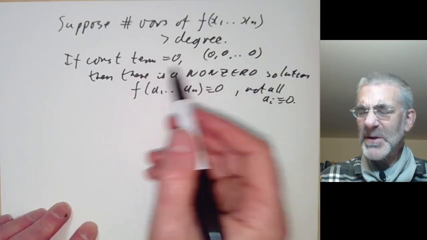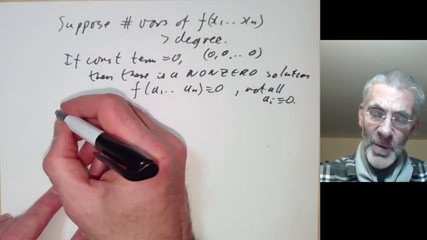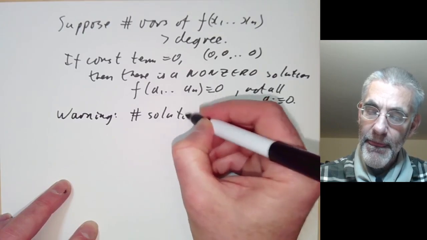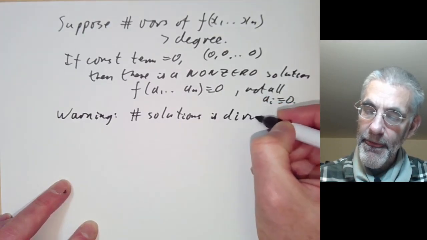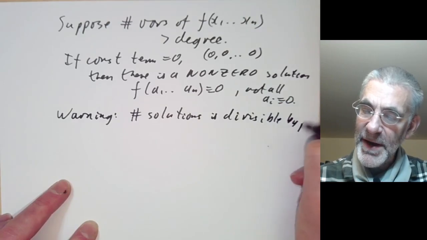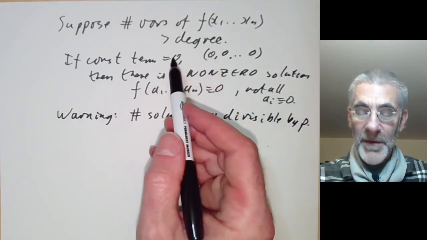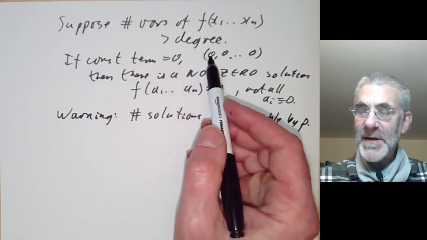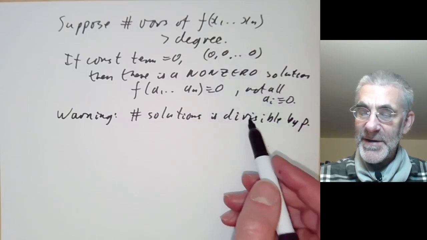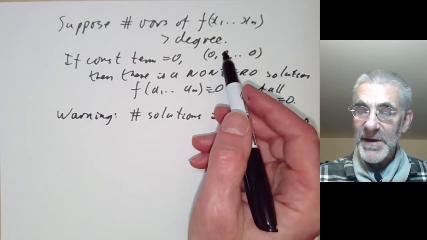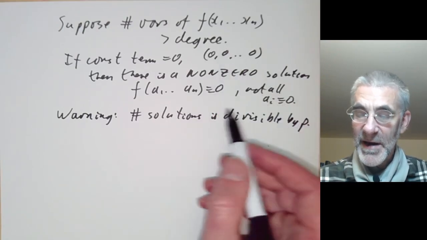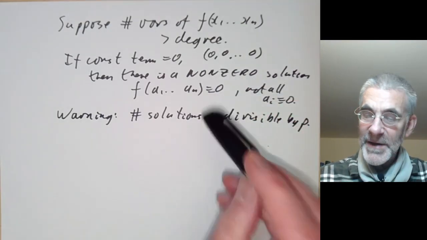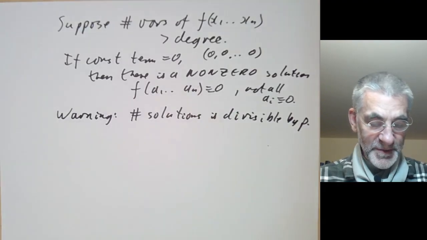So this version of it is just Chevalley's, and Warning's version says that the number of solutions is divisible by p, and that applies whether or not the constant term is zero. Now you see, if the constant term is zero, we know there's at least one solution, which is zero, so the number of solutions is not zero, so the number of solutions must be at least p. So there must be some other solutions other than the trivial one. So this version of it implies this version.